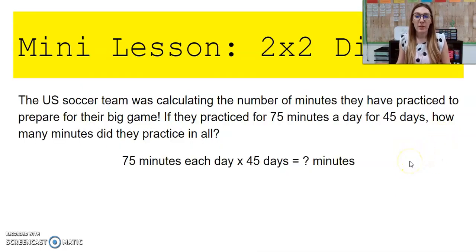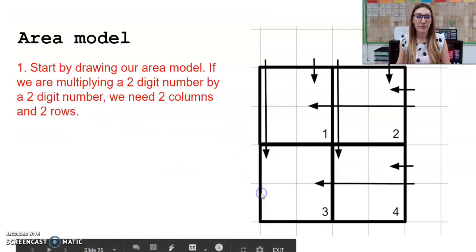Let's go ahead and look at an example for a 2 by 2 digit equation. The U.S. soccer team was calculating the number of minutes they have practiced to prepare for their big game. If they practice for 75 minutes a day for 45 days, how many minutes did they practice in all? We know that we're going to need to multiply because we're looking for a total. We're looking for a total number of minutes, so we're going to multiply 75 minutes times 45 days.